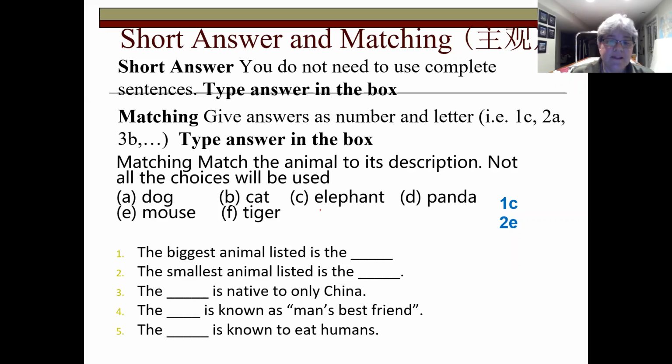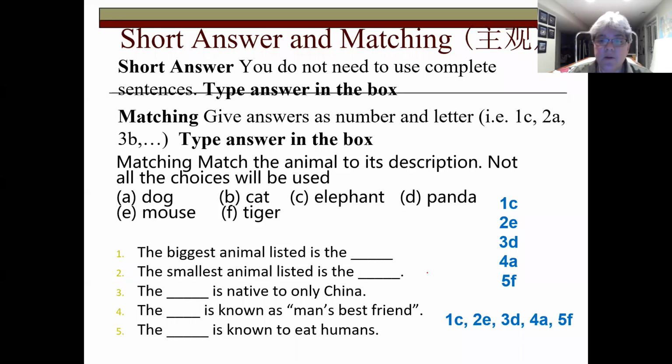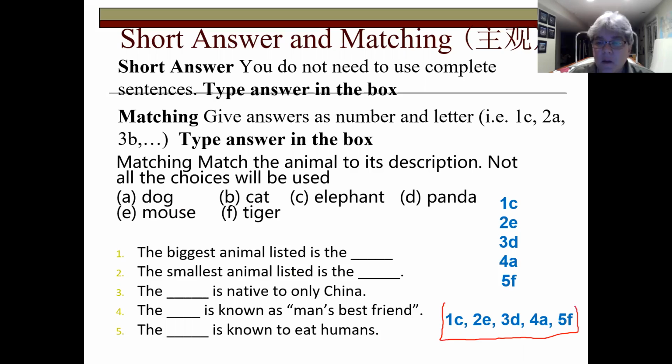The blank is native to only China. Well, that's the panda, so 3D. The blank is known as man's best friend. Okay, and that's the dog, 4A. And the blank is known to eat humans, 5F. So your answer, you can just type in that box in this form: 1C, 2E. This is how you answer. Don't write the words, don't write the sentences, just number and letter.